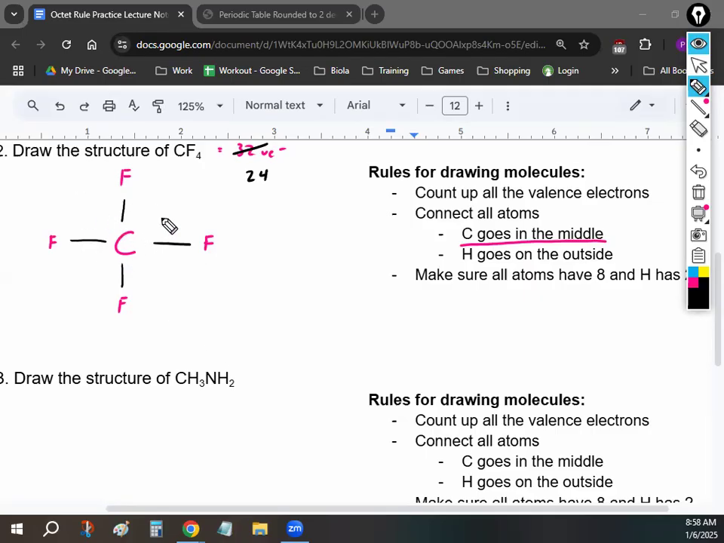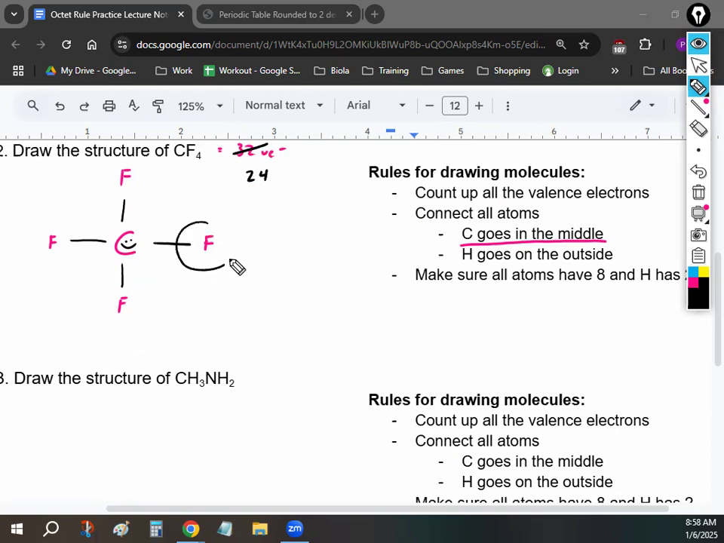All right, so let's take a look at carbon. If you take a look at the carbon, there's 4 lines next to it. How many electrons does carbon have right now? Yeah, it has 8. Because it's connected to 4 lines, it has 8 electrons.